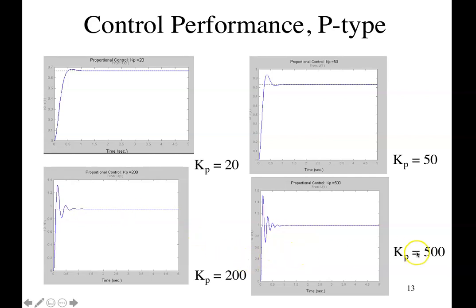From 200 to 500, now you can hardly see any steady state error. The output is getting very, very close to 1. It's not quite 1. There's still a little bit of steady state error there. The rise time is even faster, but overshoot is more than 50%. And it takes several cycles to settle as well. So the system becomes more oscillatory.